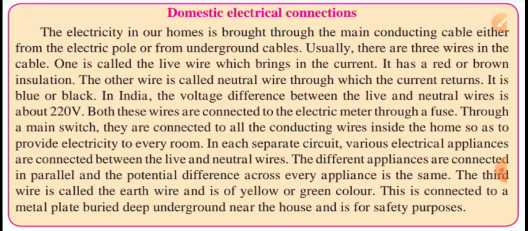Both these wires are connected to the electric meter through the fuse, and then through a main switch. They are connected to all the conducting wires inside the home, so as to provide electricity to every room. In each separate circuit, various electrical appliances are connected between the live and neutral wires. The different appliances are connected in parallel, and the potential difference across every appliance is the same. The third wire is called the earth wire, and it is of yellow or green color. It is connected to a metal plate buried deep in the ground near the house and is for safety purposes.